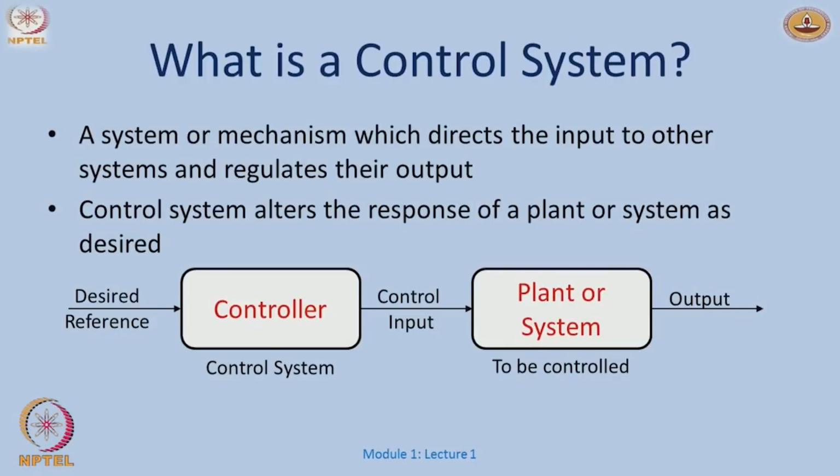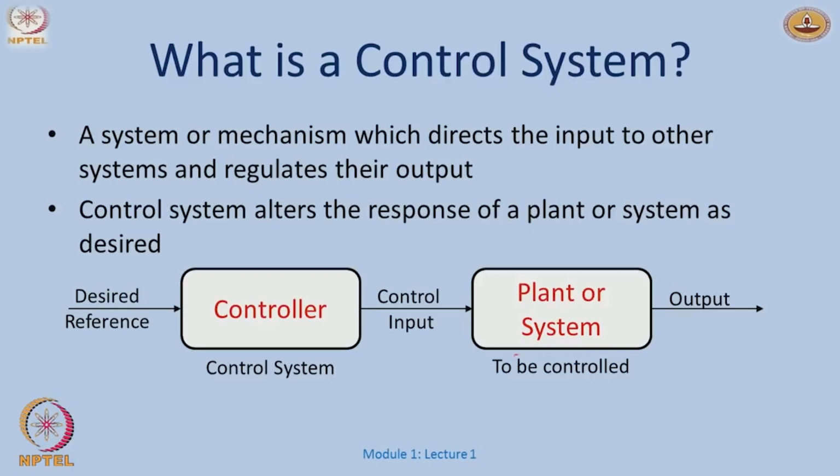Okay. Now, what are the implications of this on control? Well, what is a simple control mechanism? A simple control mechanism could be a mechanism which directs the input, takes it through other systems and regulates their output. Right? And a control system also alters the response of a plant or a system as desired. Typically, it could look something like this.